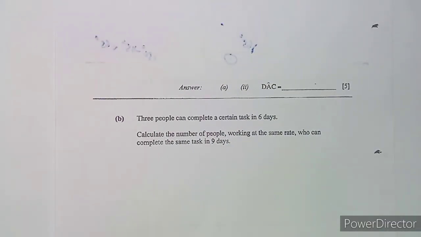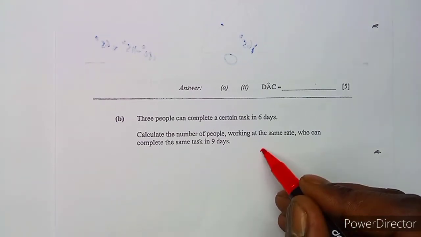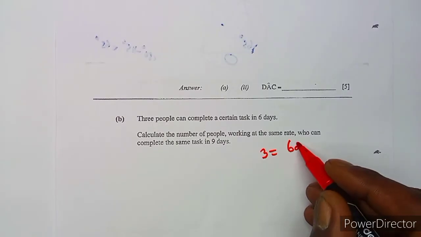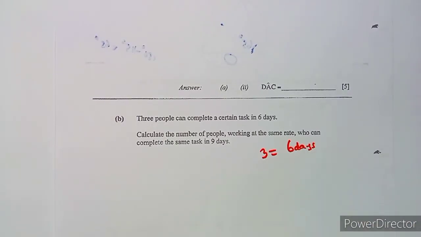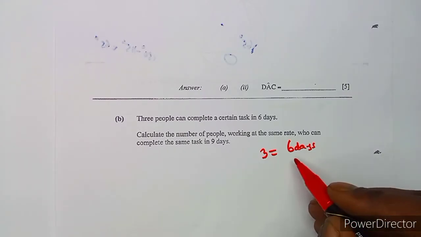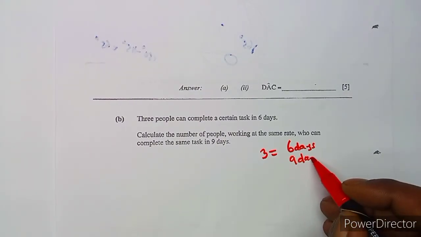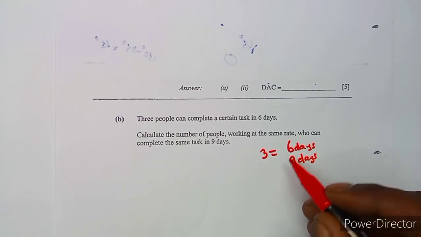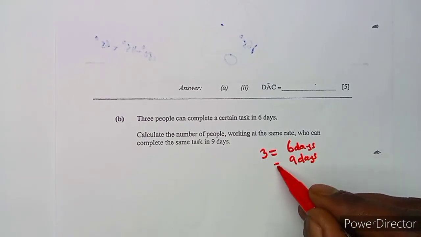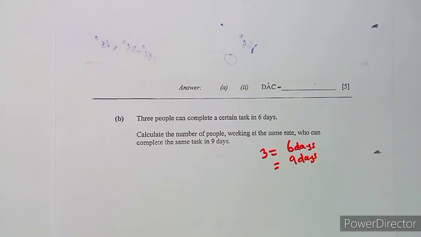3 people can complete a certain task in 6 days. These are 3 people completing a task in 6 days. Calculate the number of people working at the same rate who can complete the job in 9 days. If 3 people can complete it in 6 days, guys, what about 9 days? Does it tell us it's going to be done by more people? No, because the days are now many, so it's a reverse of what we know.